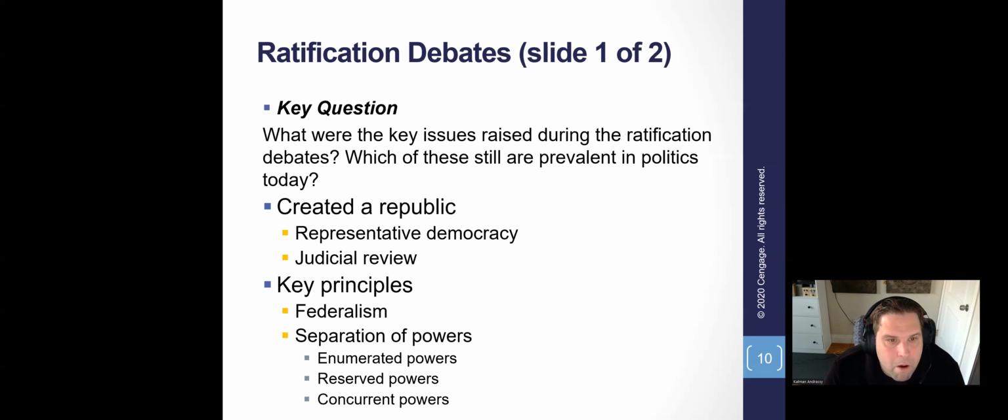So then the question is, what were the key issues raised during the ratification debates, and which of these are still prevalent in politics today? And I would definitely argue the states' rights versus federal question is of quintessential importance.